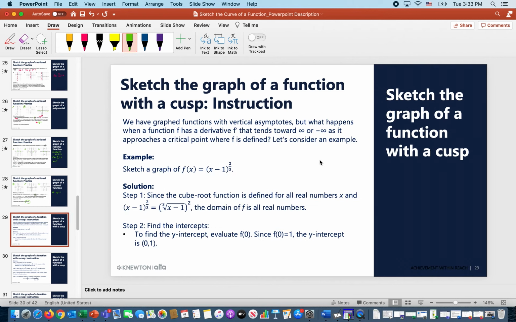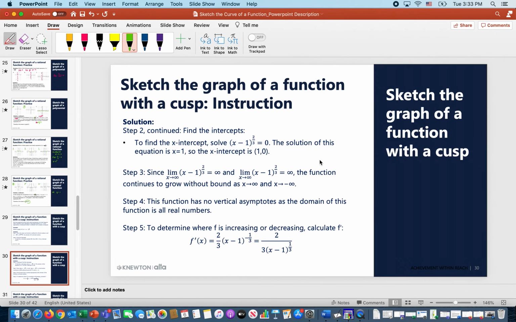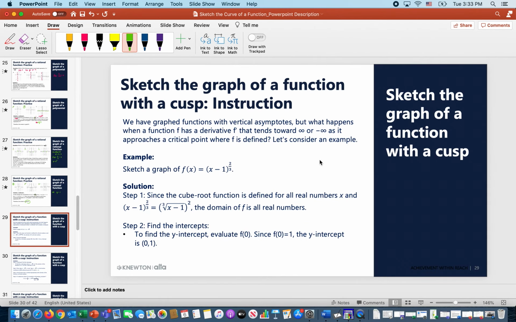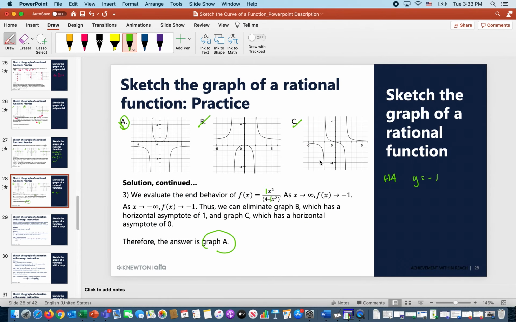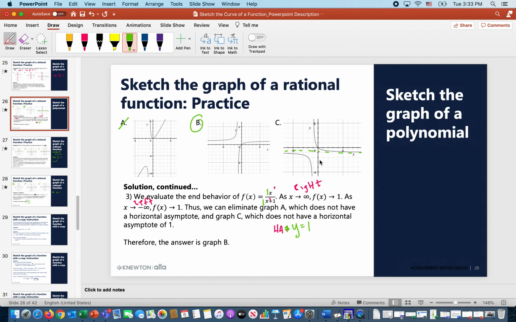So here's a problem we're not going to look at, those where we have a cusp in them. We're really just focusing on these rational equations and these polynomials. So I would invite you to go in, take a look at Newton, see how you do. Give me some feedback, and I'll be glad to work with you on additional resources if you need those.